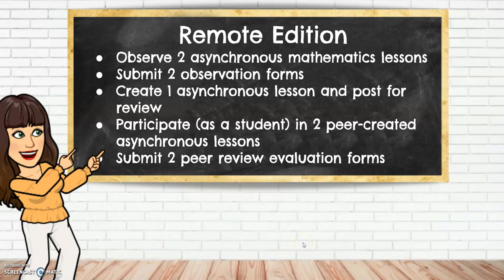What does our pivot look like? Well, the remote edition for field experience will include this. You will still observe 2 math lessons, but these math lessons will be asynchronous. You will still submit 2 observation forms, but instead of watching the live teaching on campuses, you will be submitting the observation forms of what you see in the asynchronous lessons.